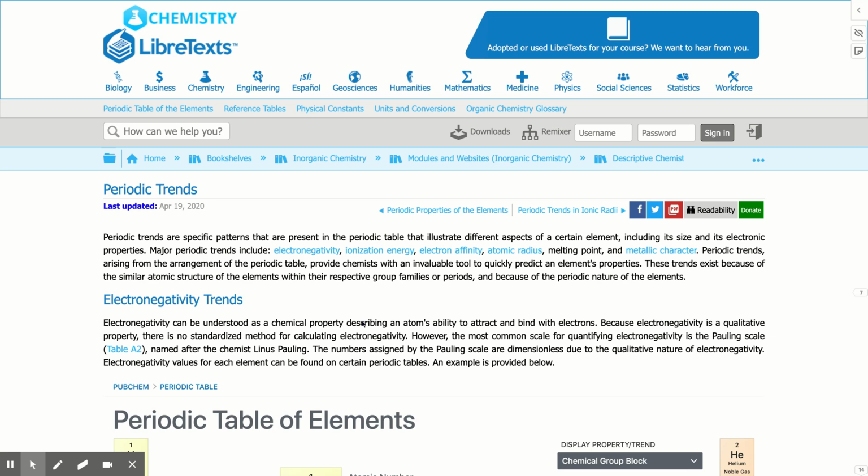So today we're going to be talking about periodic trends. If you're unsure of what periodic trends are, they are specific patterns that are present in the periodic table that illustrate different aspects of a certain element. These can include its size and electronic properties. Major periodic trends include electronegativity, ionization energy, electron affinity, atomic radius, melting point, and metallic character.